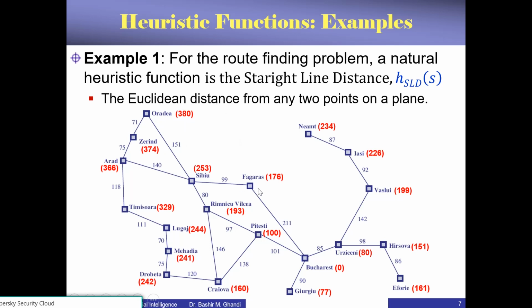For example, if you are here in Fagaras and you are trying to reach Bucharest, the fact that it will cost you only 176 from Fagaras to Bucharest, whereas it will cost 253 from Sibiu, it is better for you to start from Fagaras rather than from Sibiu and so on. So this is the idea. Straight line distance can be used as a heuristic function.